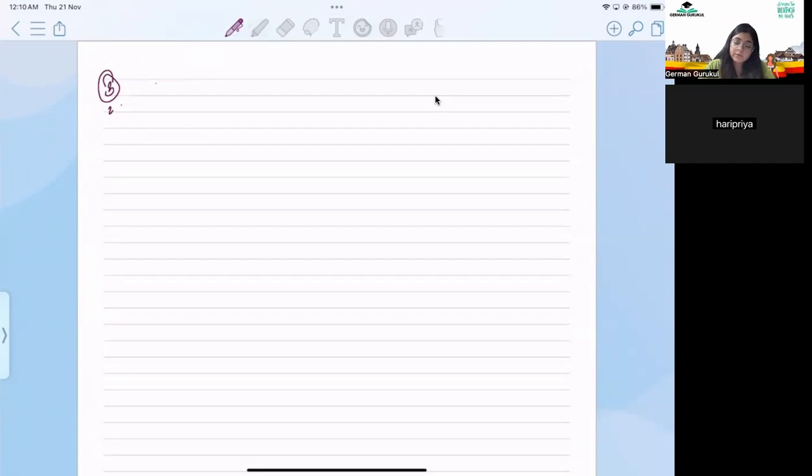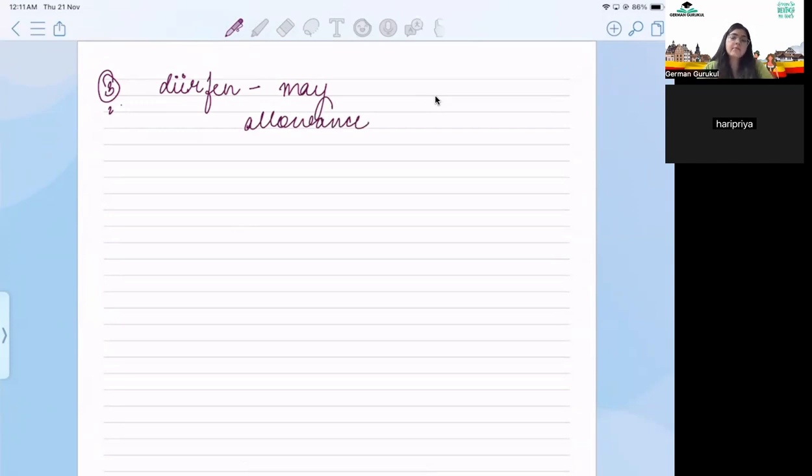Now können, müssen. Coming on to the next is dürfen. Dürfen means may, where you use it for allowance, right? Where something is allowed or not, there we use it, or when you ask for permission, right? Then also we use dürfen. Conjugation of dürfen is ich darf, du darfst.